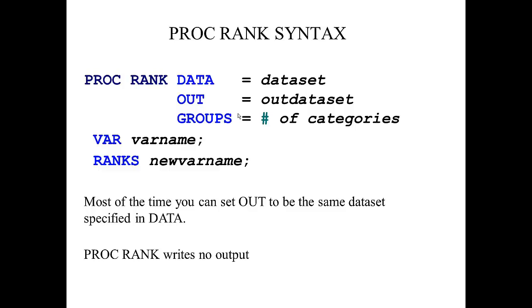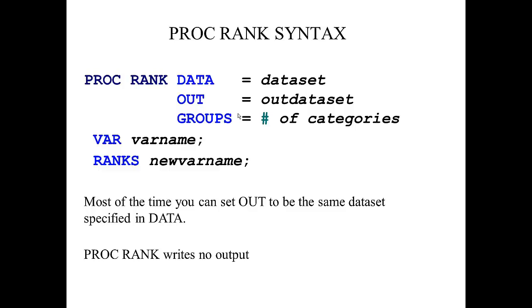Groups is set to the number of categories you want to divide the variables into. So for example, groups equals 5 would create quintiles. With the var statement, you list the continuous variable for which you want to create new categorical variables. And the rank statement lists the names you want to call the new variables. Since PROC RANK is just creating a data set, no output will go to the output window.